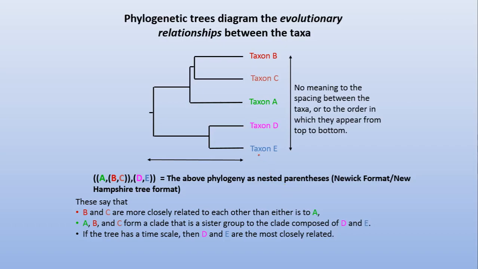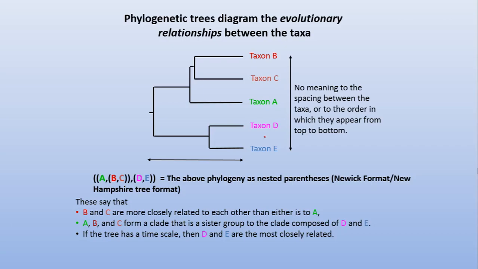Okay, now one more thing that you should understand, when you try to infer or understand any phylogenetic tree that is usually represented in a tree diagram that shows such evolutionary relationships among taxa, when you try to evaluate it, you should understand that there is no meaning as to what space is provided between the two taxa from top to bottom.